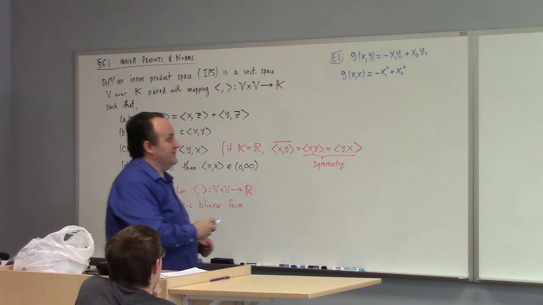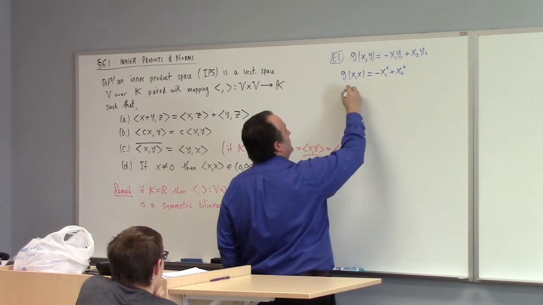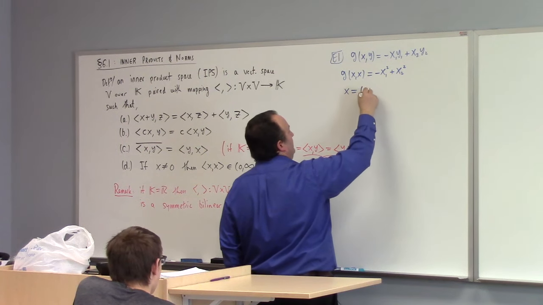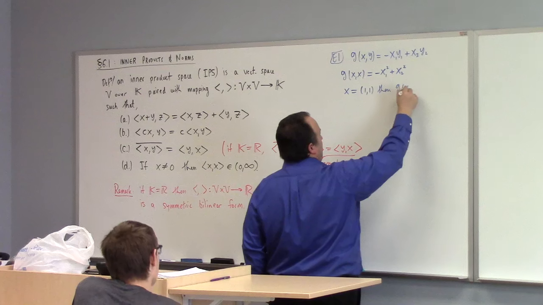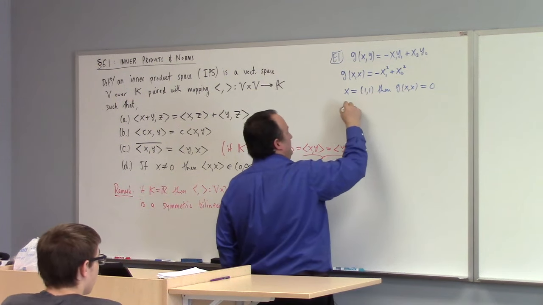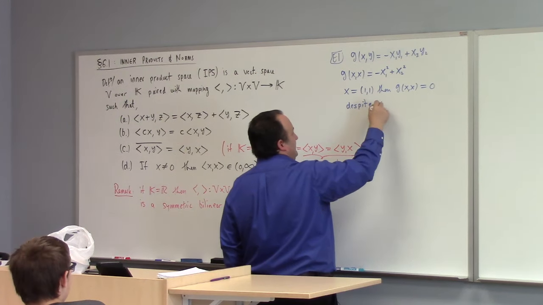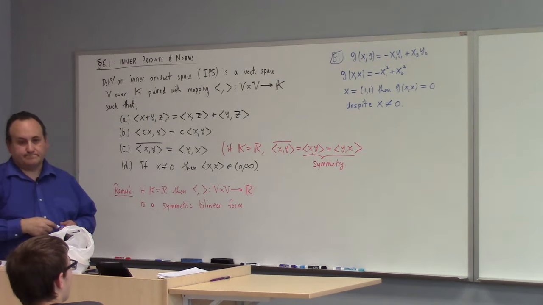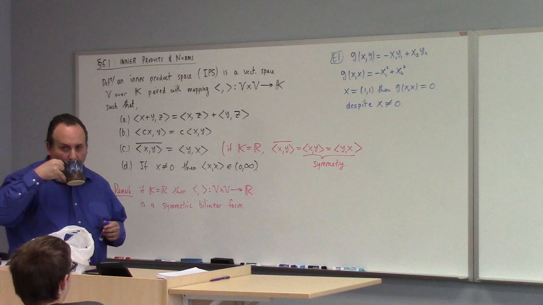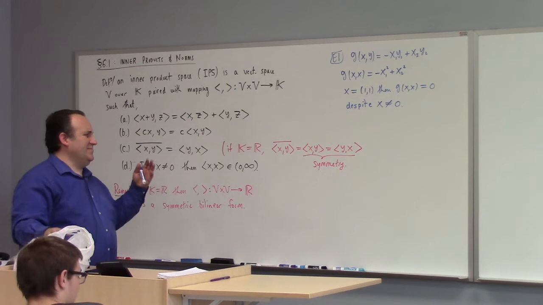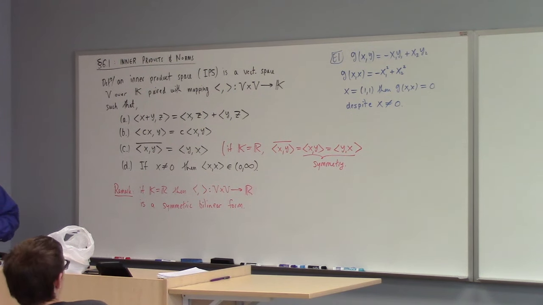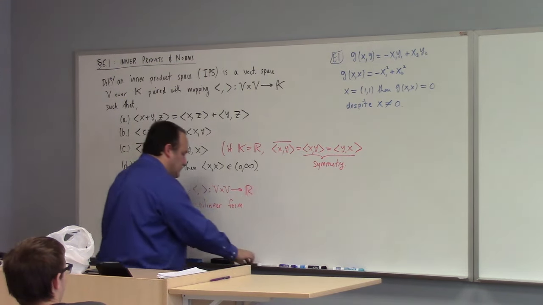In fact, this has really weird behavior. Like, notice that if you put x equals to 1, 1, then g of xx is equal to 0, despite x not equal to 0. So this is not an example of an inner product by any stretch of the imagination. This is an example of something that's not an inner product, and yet is a symmetric bilinear form. All right? Okay, so moving on here.